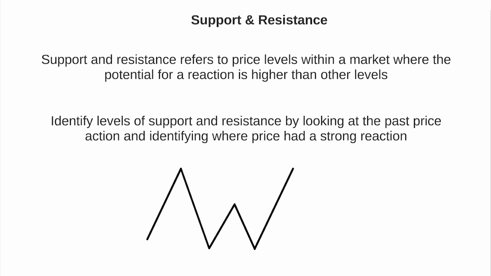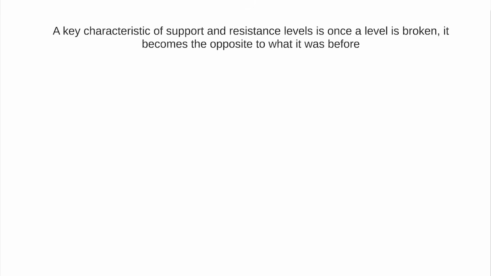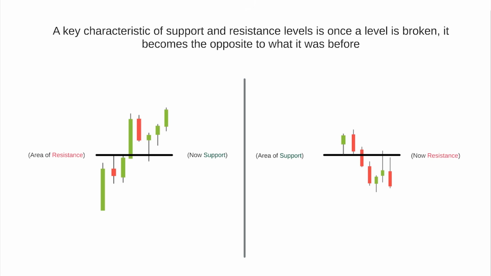Then, when price approaches these levels again in the future, you can look for price to react at these levels. A key characteristic of support and resistance is once a level is broken, it becomes the opposite to what it was before. What I mean by this is if a strong level of resistance is broken and price moves past it, when price returns to this level, there is a good chance that the level will act as a strong area of support for price, and vice versa.